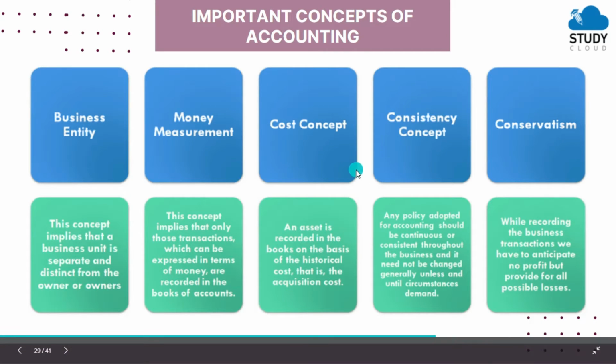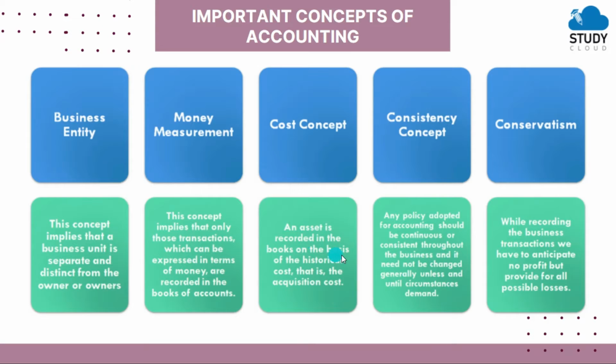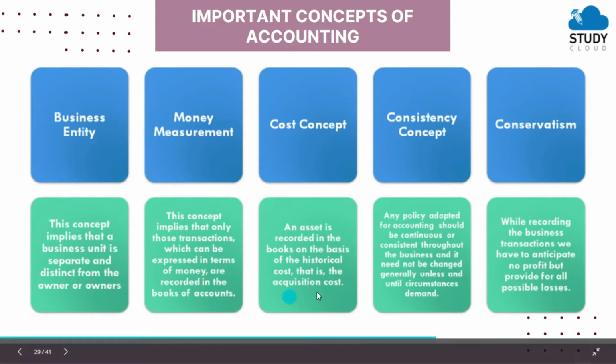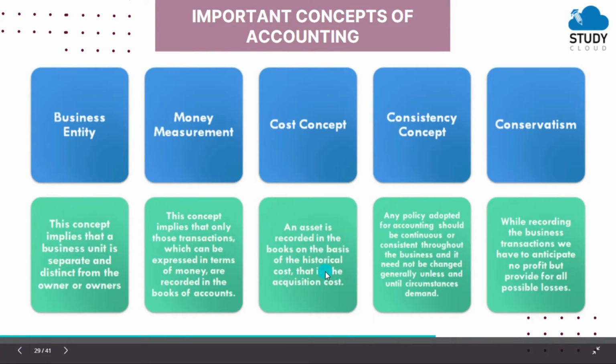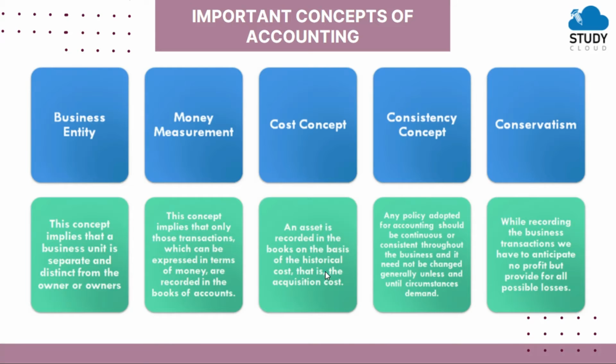Then there is cost concept. An asset is recorded in the books on the basis of the historical cost, that is the acquisition cost. So you will record the actual value of an asset when you purchase it. For example, if you purchase an asset for rupees 10,000, you will write rupees 10,000, and accordingly the value of that asset will get reduced. Now the reduction in the value is known as depreciation. That is okay, but always record the asset as per the historical cost.